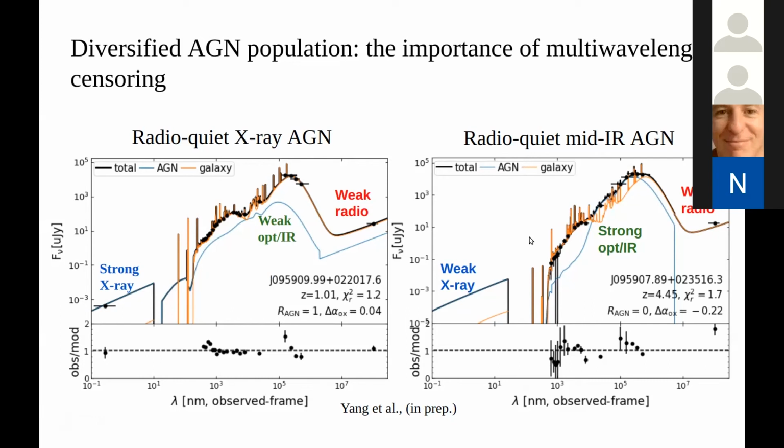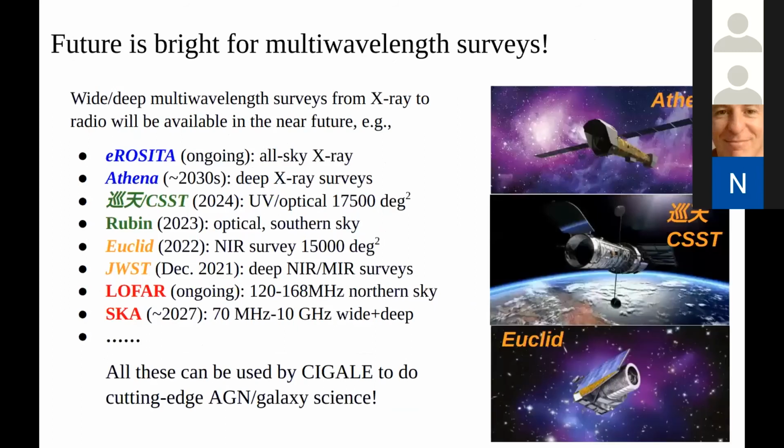So here I just want to show you these examples. It's very important to have really multi-wavelength censoring of the AGN activity from X-ray to radio. Otherwise, you probably will miss some of the AGNs. You really need multi-wavelength data, which is challenging. But the future is really bright.